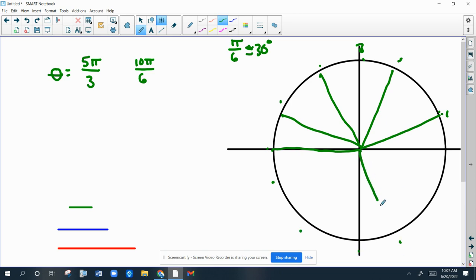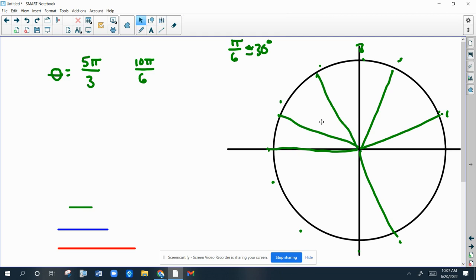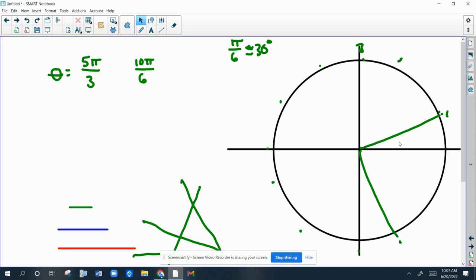So here's where we're at. That's 10 pi over 6. Now, the whole purpose of the unit circle is to figure out what the trig functions are of that angle. The most important thing here is to get this point. Just like we said in the last video, it's very easy to do that without memorizing. The x value is from here to here. The y value is from here to here.